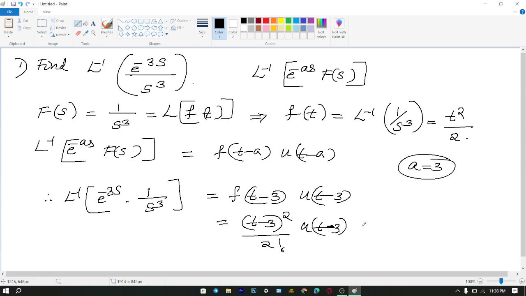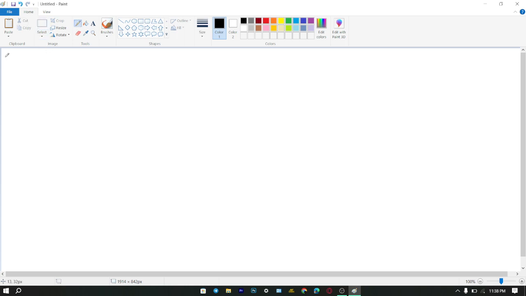Now you can substitute the value of u of t minus 3 here. So this is equal to t minus 3 the whole square divided by 2 factorial into 1 when t is greater than or equal to 3, and it takes the value 0, that means t minus 3 whole square by 2 factorial into 0, when t is less than 3. So this is the required answer here. Now we can move to another problem, the second question.